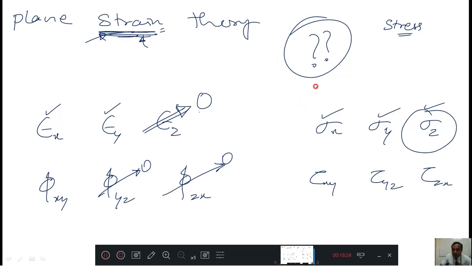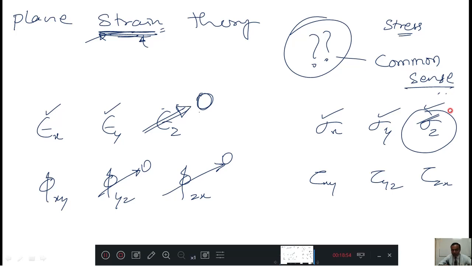Why I am leaving this to you to think is, this is just common sense. It's not a science, you don't need to think like a scientist. Just think in common sense. You will come to know that strain in z direction is 0 doesn't mean that stress in z direction is 0. Otherwise it is not possible at all. If you consider this also 0 and this also 0, it is impractical.